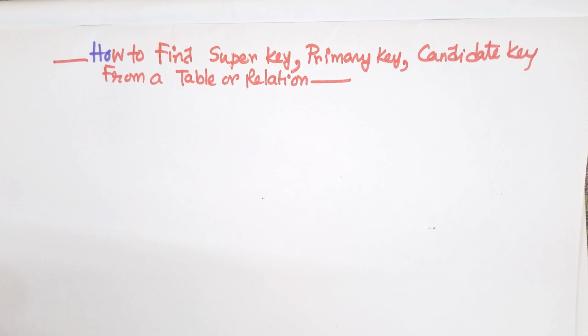Hi everybody, in this video I am going to find super key, primary key, and candidate key from a table or relation. From any table we can easily find all the keys one by one. So let us consider the example.